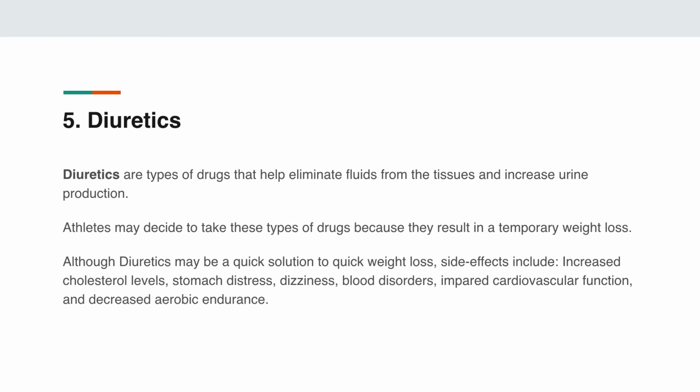Next, we have diuretics, which are a type of drug that help eliminate fluids from the tissues and increase urine production. Athletes may decide to take these types of drugs because they result in temporary weight loss. Although diuretics may be a quick solution to quick weight loss, the side effects included are increased cholesterol levels, stomach distress, dizziness, blood disorders, impaired cardiovascular function, and decreased aerobic endurance.